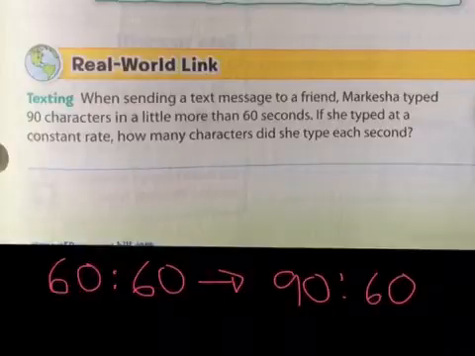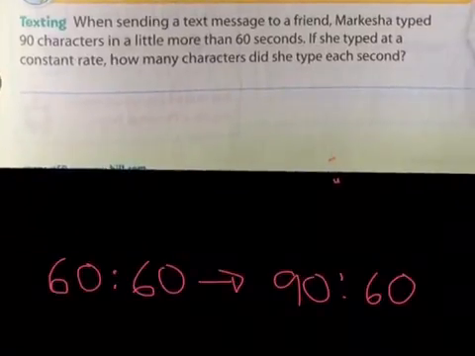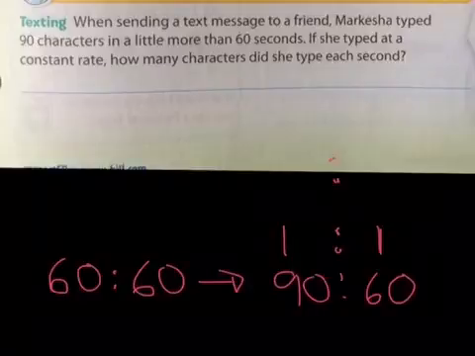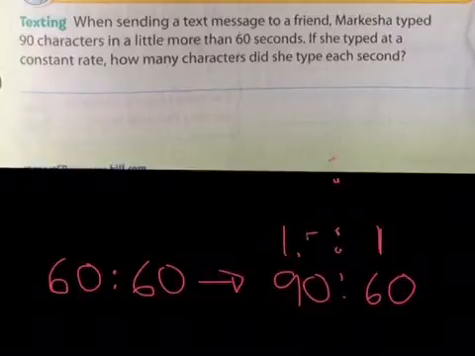If I were to simplify this to a unit rate, okay, I would want to find how many of these are in here, how many seconds, right? What I could do is figure out how many characters I do per second, to the point that I bring it right down to 1. So how many 60s are here? There's 1 60 there. But how many 60s do I have in 90? I know I have at least 1, and then I have 30 left over, right? 30 is half of 60. So we could say 1.5.